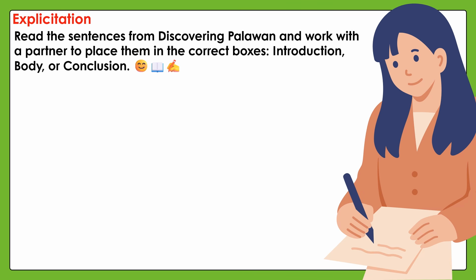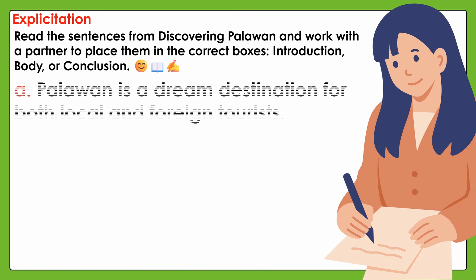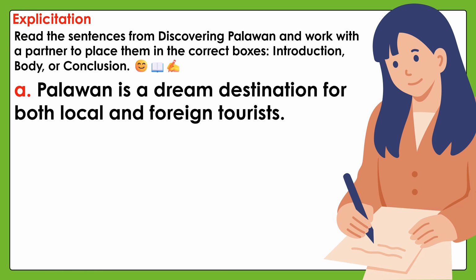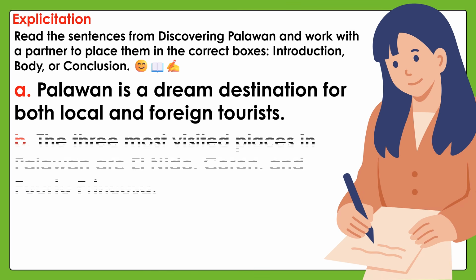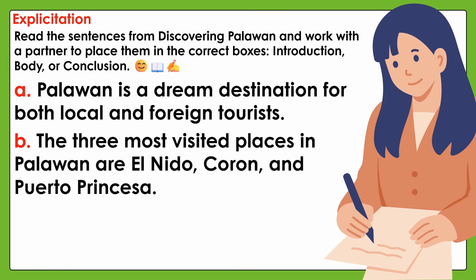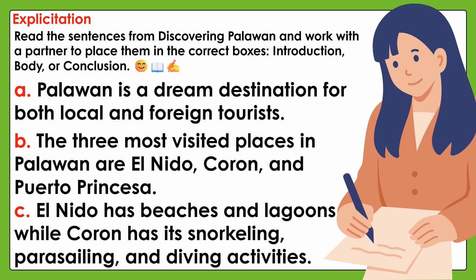Explicitation. Read the sentences from Discovering Palawan and work with a partner to place them in the correct boxes: introduction, body, or conclusion. A. Palawan is a dream destination for both local and foreign tourists. B. The three most visited places in Palawan are El Nido, Coron, and Puerto Princesa. C. El Nido has beaches and lagoons, while Coron has its snorkeling, parasailing, and diving activities.